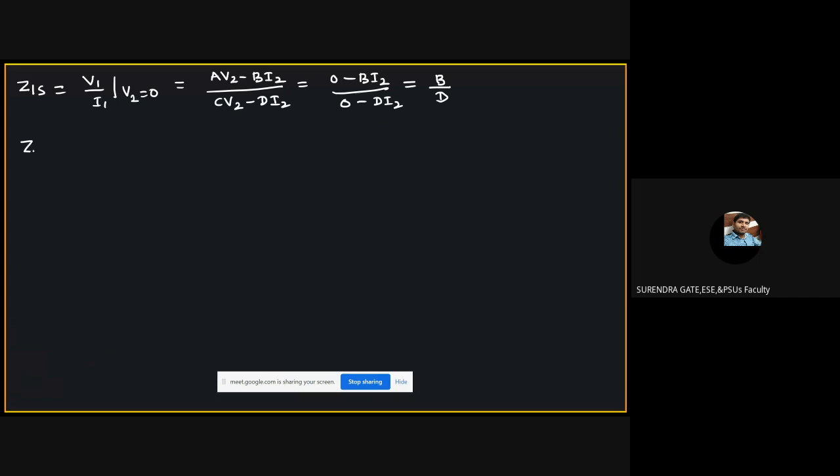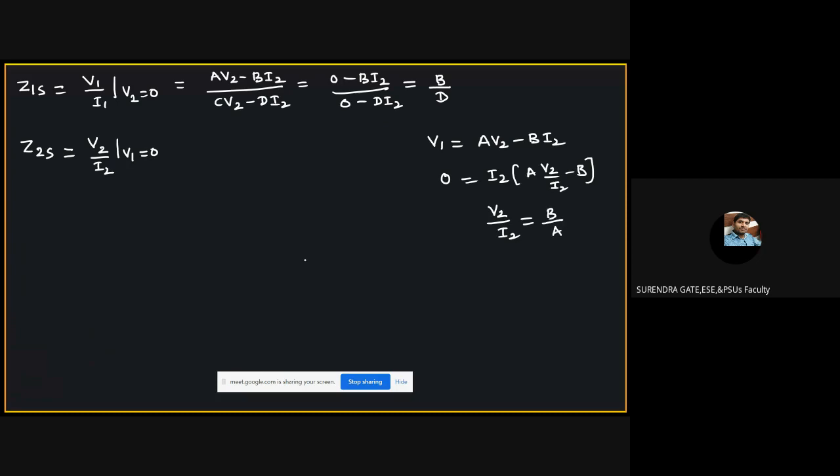Then what is the short circuit impedance at output port? This is V2 by I2 at V1 equal to 0, short circuit at V1 equal to 0. Then V1 equal to AV2 minus BI2, take V1 as 0. Take I2 common. Then what you can get? A into V2 by I2 minus B. Then from this, V2 by I2 equal to B by A you can get. That's why the short circuit impedance is equal to B by A.